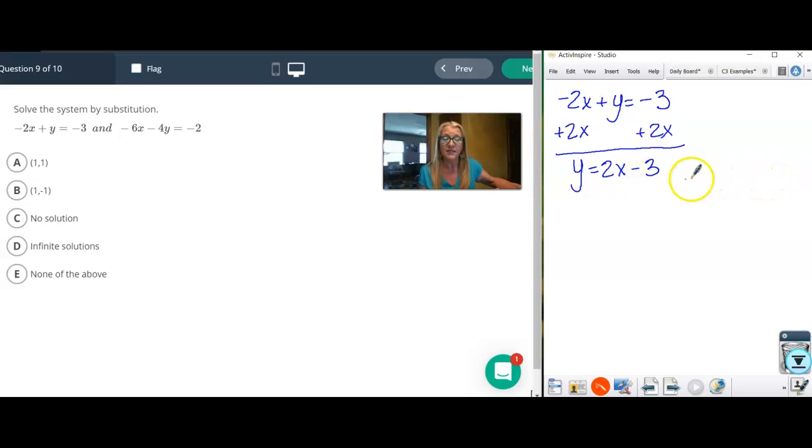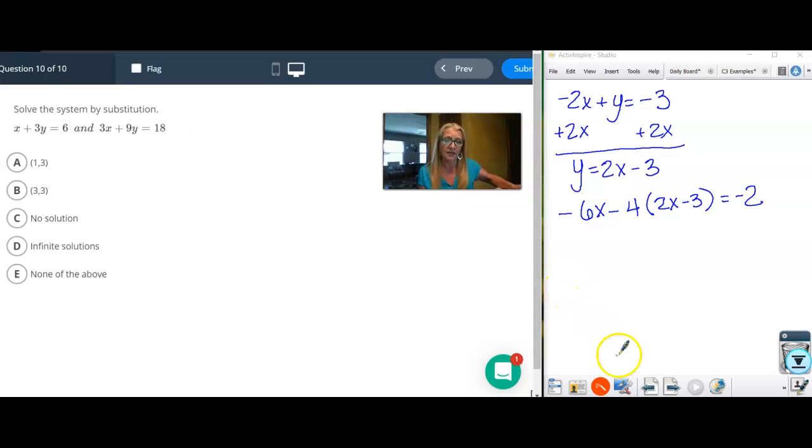Okay. Now I can substitute. I can take the other equation, that negative 6x minus 4. Now this time I have solved for y, so now I'm going to substitute for y. 2x minus 3 equals negative 2. You would distribute this as a negative 4 times 2, negative 4 times negative 3. Solve for x. Once you know what x is, you can go back to one of the original equations, plug in your x, and figure out what y is.